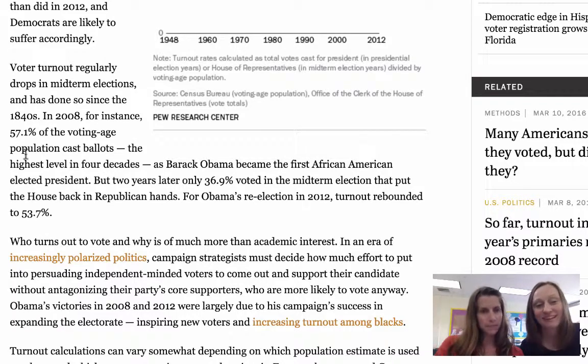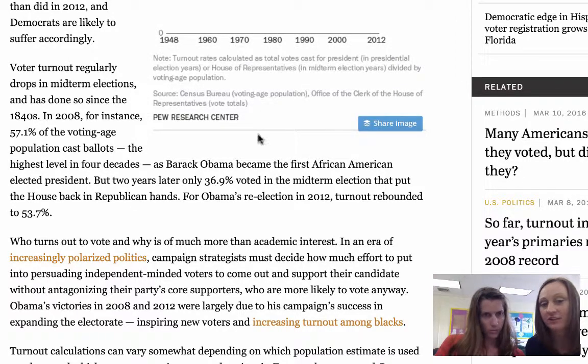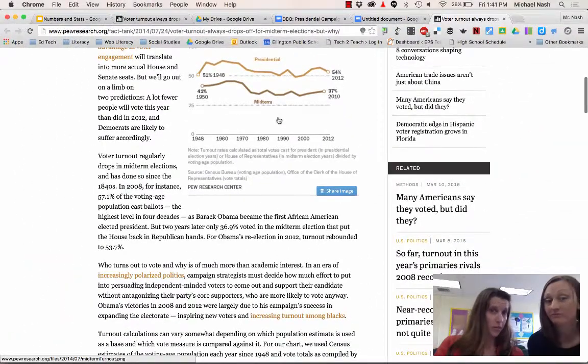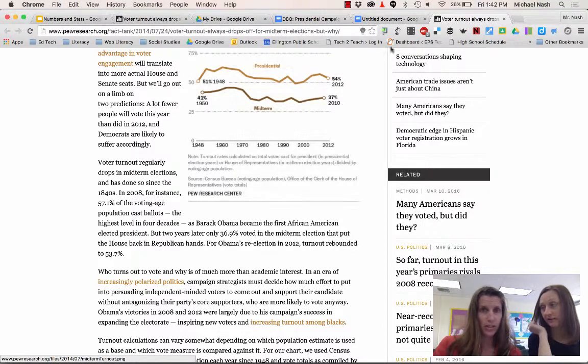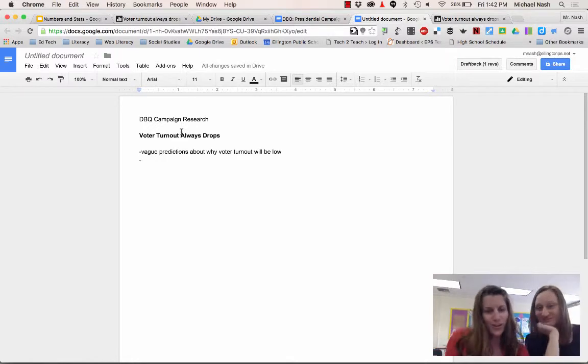So now I'm getting this. In 2008, 57.1% of people voted. Then 2 years later, 36% of the people voted. And then again in 2012, 53%. Which matches the graph up here, right? So there's clearly better voter turnout for presidential elections than for congressional midterm elections, right? So we can infer that from the numbers, right?